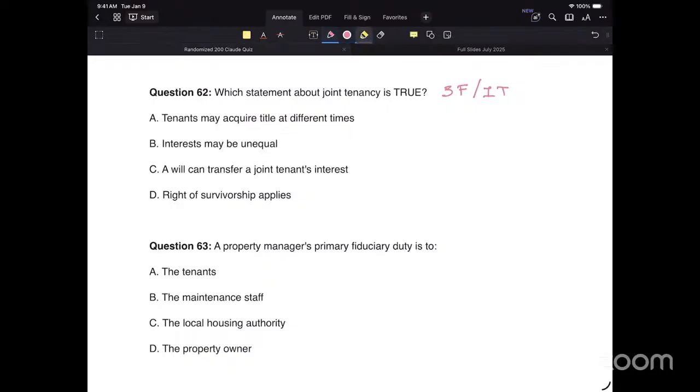All right, so back to this one. Our answer is D. Why? Because we know joint tenancy requires PITT. Possession has to be equal. Interest has to be equal. You have to get equal title, on the same deed, and it has to be at the same time.